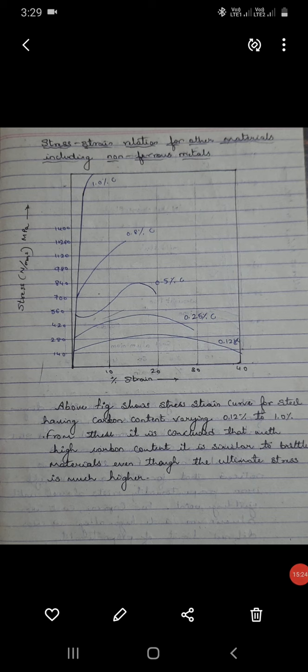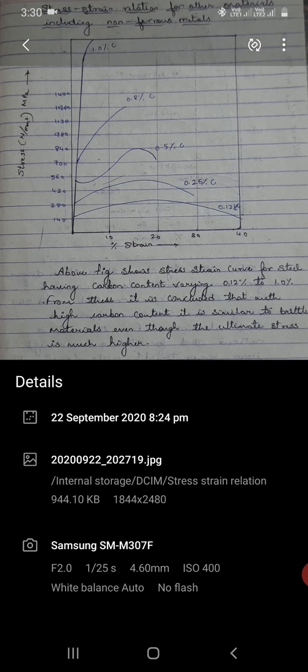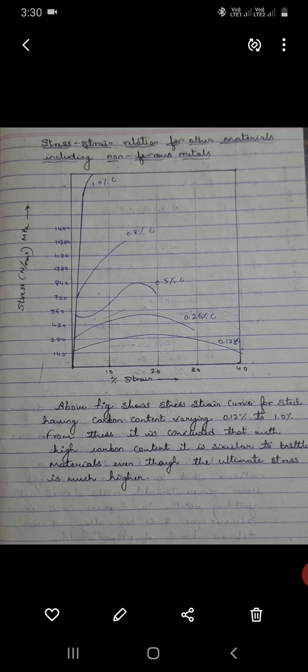Next, the stress strain relationship for materials including non-ferrous metals. The tests were already conducted, and the graphs are shown in the figure above. Stress strain graphs are shown for different materials. Here the graph is shown for different percentages of carbon content. As we know, every steel has carbon content, so based on the carbon content we have different stress strain curves.